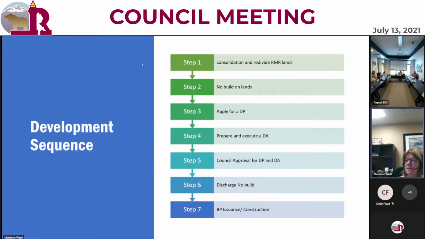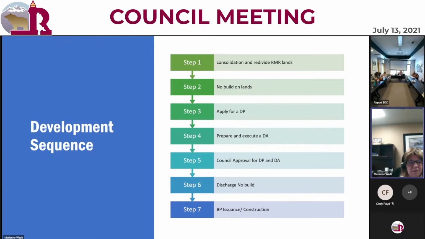So what we've done is outlined, for council to understand, our process for how we move forward now with RMR, which we've agreed to with RMR. Both documents, both the no build and the development agreement, have been executed by RMR. And so basically what we did is we started with the consolidation and redivision of the RMR lands so that we actually have clear development pods that match their MDA and our CD zoning.